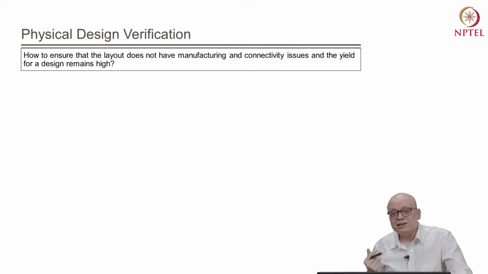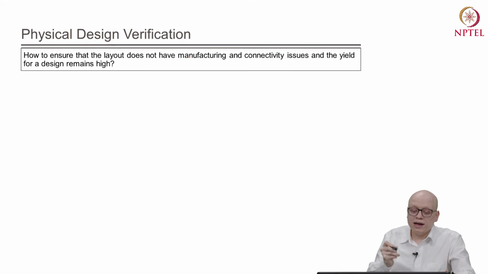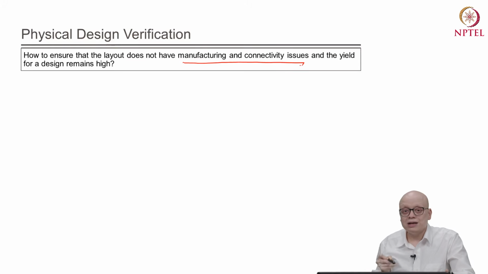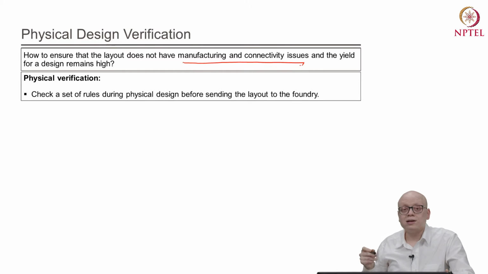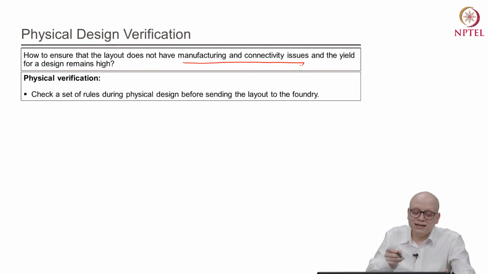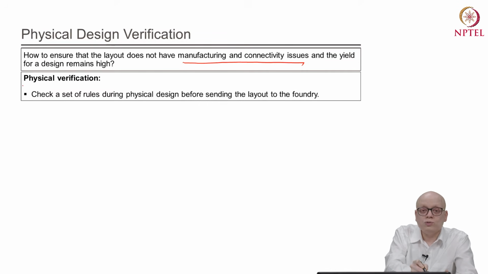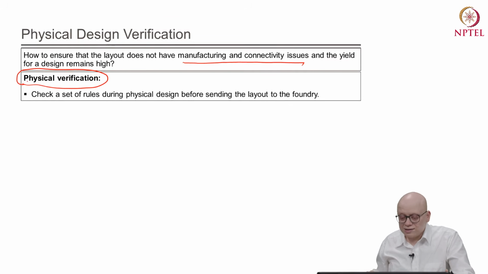Then when we do physical design, we have to be careful about how we are laying out the components on our design. We have to ensure that the layout does not have any manufacturing and connectivity issues, and the yield that we will be getting out of this design will be acceptable. To ensure this, there is a set of checks that needs to be done during physical design, and those are known as physical verification tasks. These tasks are carried out before sending a design to the foundry for fabrication.